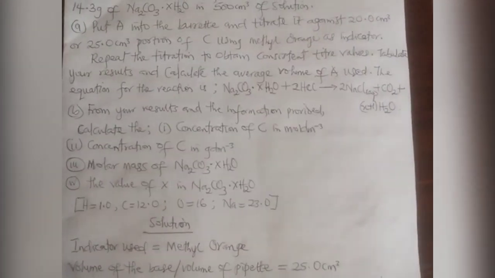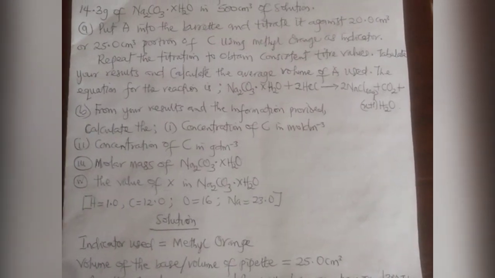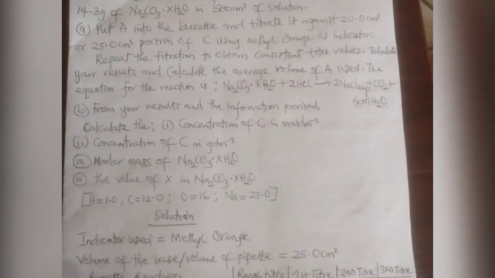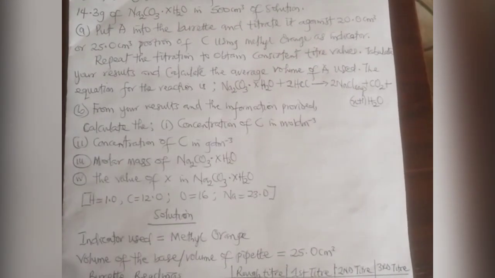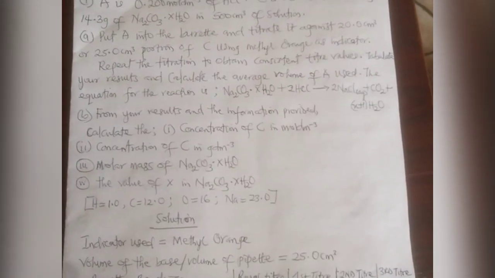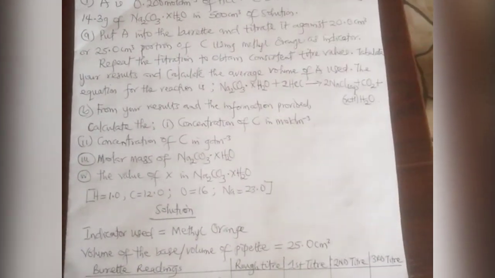From your result and information provided, calculate the concentration of C in mole per dm cube, the concentration of C in gram per dm cube, the molar mass of Na2CO3.xH2O, and the value of x in Na2CO3.xH2O. So we have to take H to be 1, C to be 12, O to be 16, and Na to be 23. Okay, let's head on to the solution straight off.